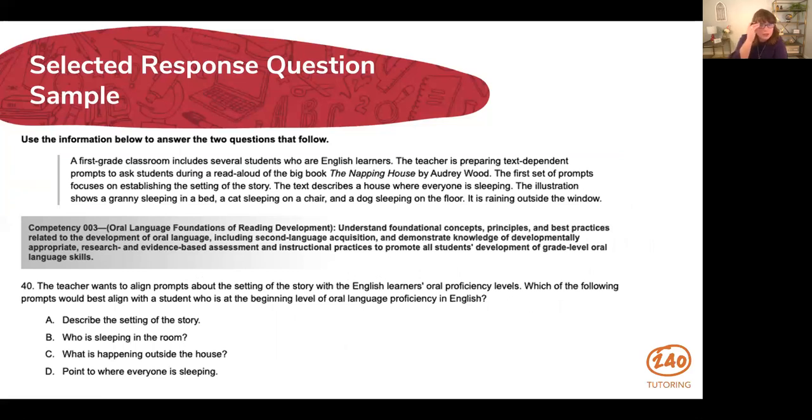A first grade classroom includes several students who are English learners. That should stand out. If you don't note that, box it, underline it, highlight it, something. All right, English classroom. By now you can get that I'm going to say note the grade level.